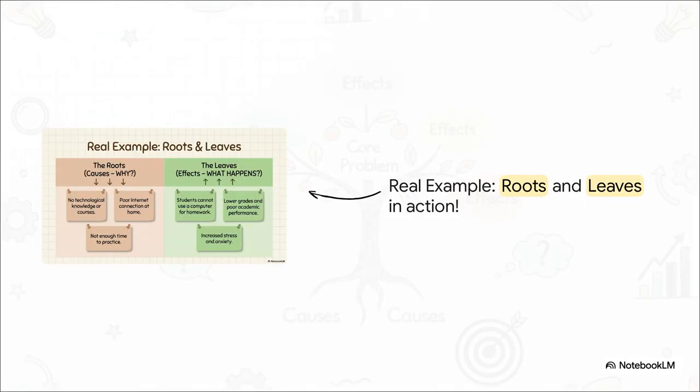Let's ground this with a concrete example. If our trunk, our main problem, is that students lack digital skills, look at the roots. A root cause might be a poor internet connection at home. Because of that root, we get the problem. Now look at the leaves. Because students lack digital skills, what is the effect? Well, students cannot use a computer for homework. See how that flows? Root leads to problem, problem leads to leaf.